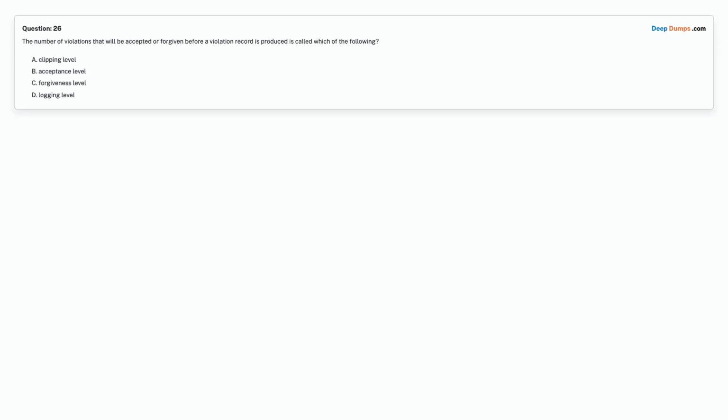Question 26. The number of violations that will be accepted or forgiven before a violation record is produced is called which of the following? Option A, clipping level. Option B, acceptance level. Option C, forgiveness level. Option D, logging level. Choose the correct answer.